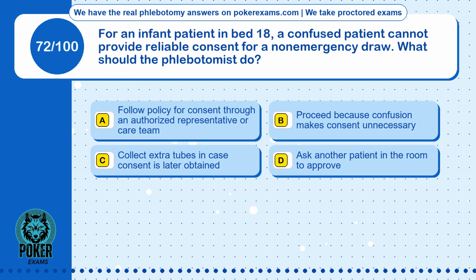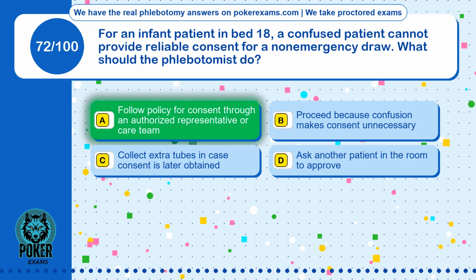Question 72. For an infant patient in bed 18, a confused patient cannot provide reliable consent for a non-emergency draw. What should the phlebotomist do? Option A, follow policy for consent through an authorized representative or care team. Option B, proceed because confusion makes consent unnecessary. Option C, collect extra tubes in case consent is later obtained. Option D, ask another patient in the room to approve.